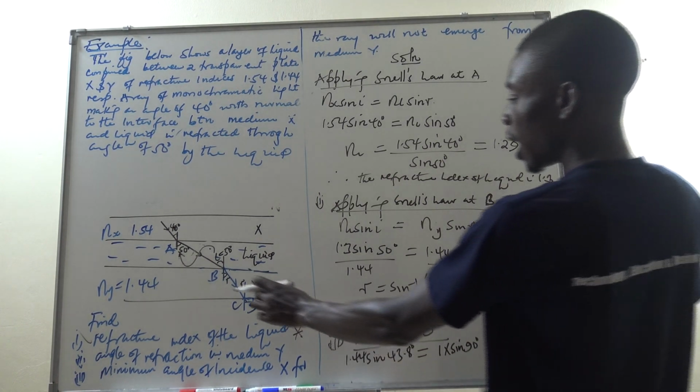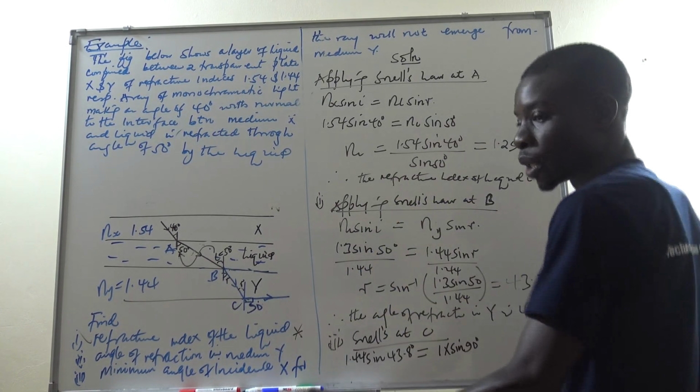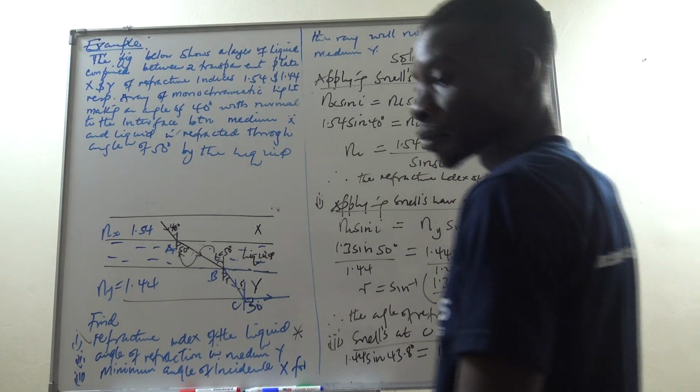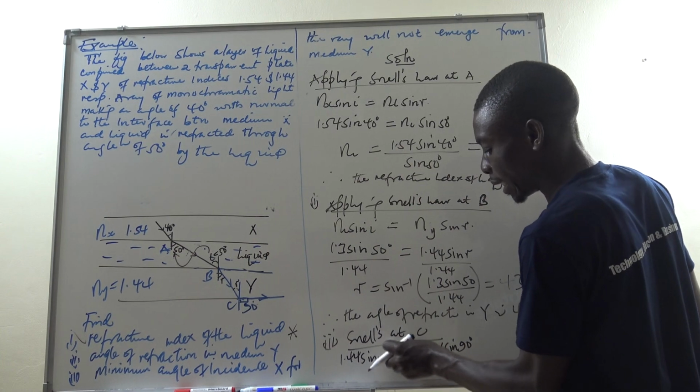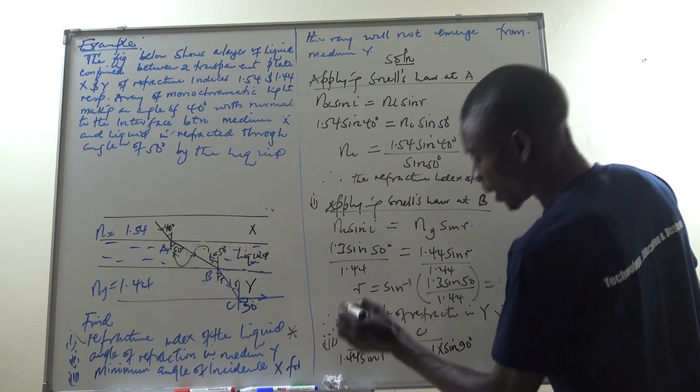I mean, here we are supposed to get R. We are supposed to get R here. Here we are supposed to calculate R back. It is this R that we need.